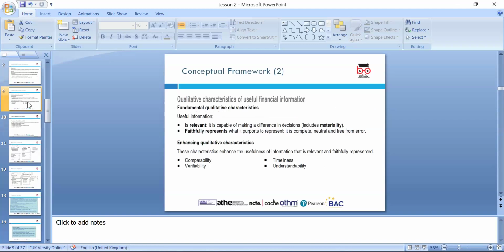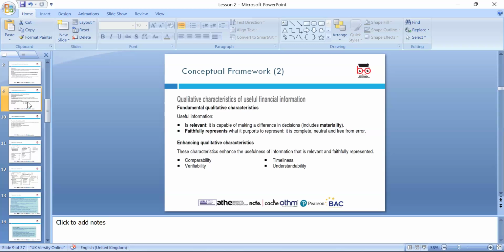Then the qualitative characteristics of useful financial information. These are qualities that should be relevant, capable of making a difference in decisions, including materiality, and faithful representation. It should be complete information, neutral, free from error. Enhancing characteristics of financial statements include comparative figures: it is always good to give 2 years of financial information because people can compare. When we say I own this asset, I should have it in my name.